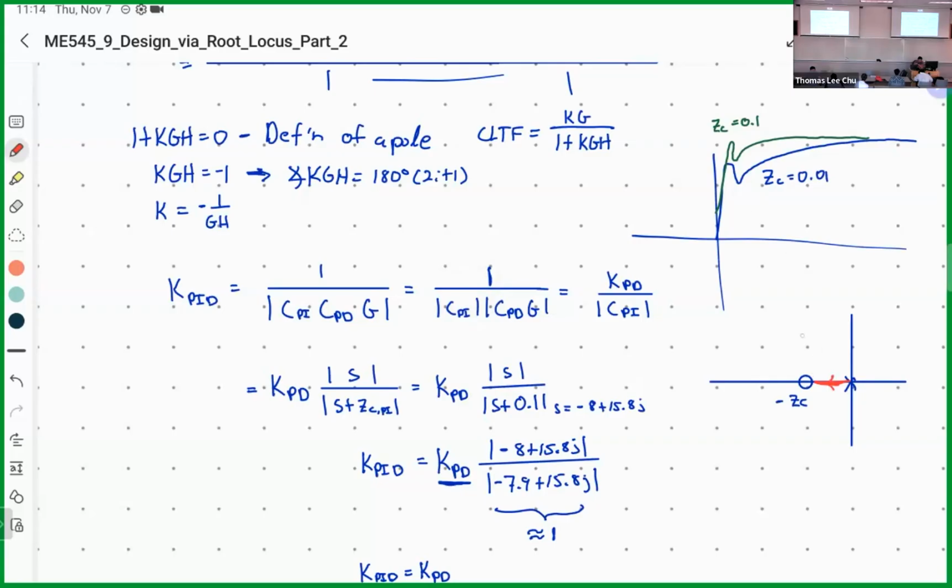So if ZC is 0.1, then the fastest convergence we can have is e to the minus 0.1t. This is the fastest decay rate we can have, or e to the negative 0.01t if we choose ZC equal to 0.01. More points.